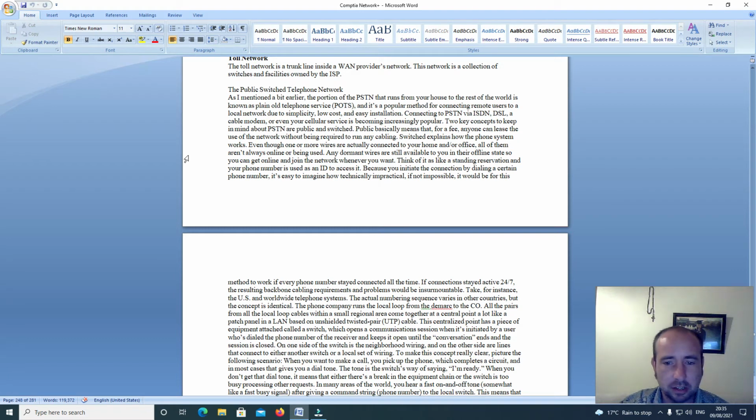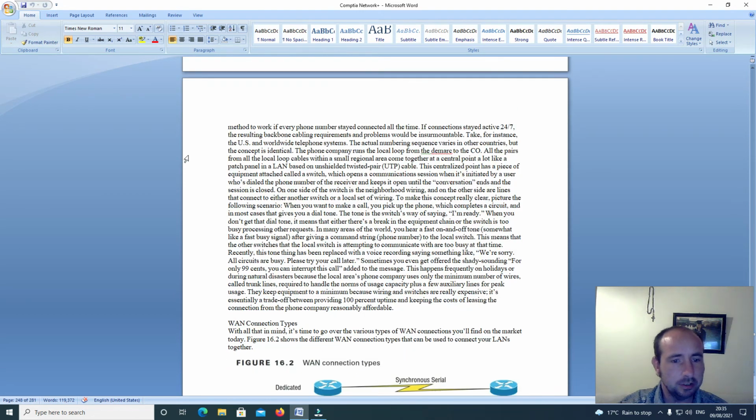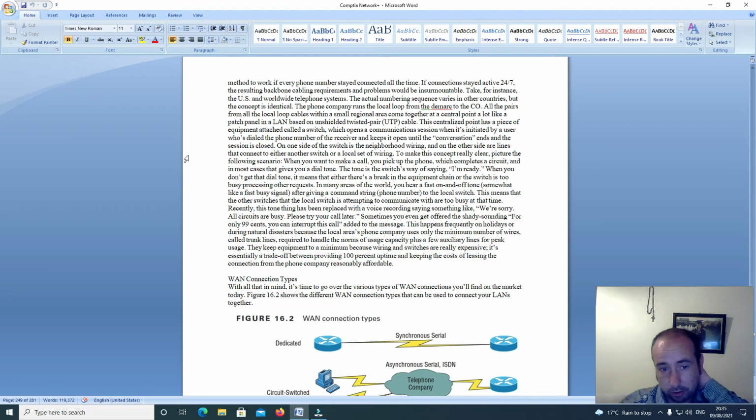Because you initiate the connection by dialing a certain phone number, it's easy to imagine how technically impractical, if not impossible, it would be for this method to work if every phone number stayed connected all the time. If connections stayed active 24/7, the resulting backbone cabling requirements and problems would be insurmountable. Take for instance the US and the worldwide telephone systems. The actual numbering sequence varies in other countries, but the concept is identical.